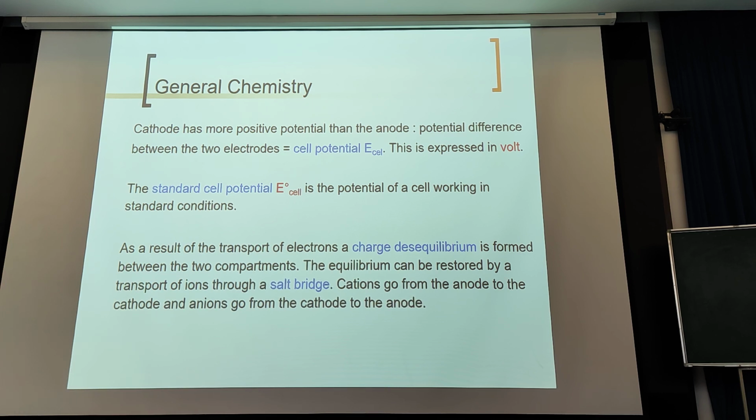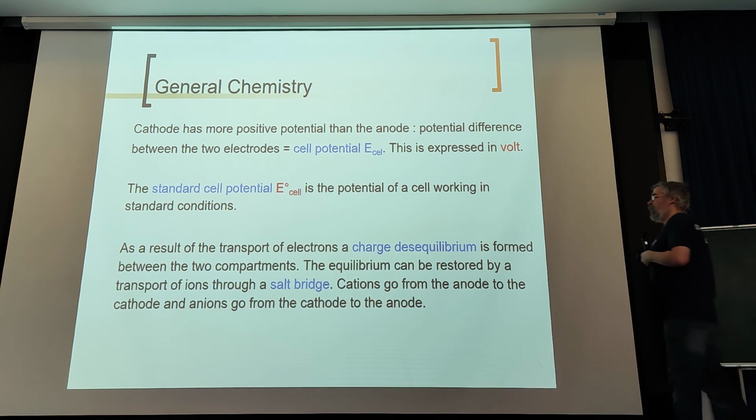Now, potential is expressed by capital E. And in a situation where we have two different compartments with two different electrodes, an anode and a cathode, the cell potential is defined as the difference in potential between the anode and the cathode.